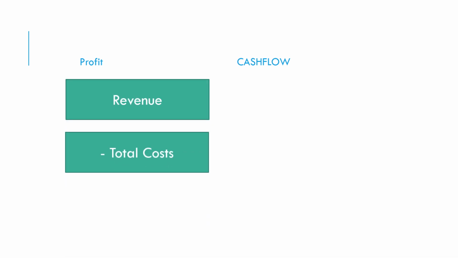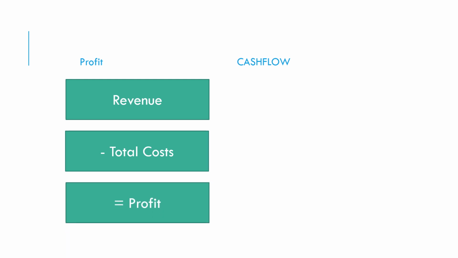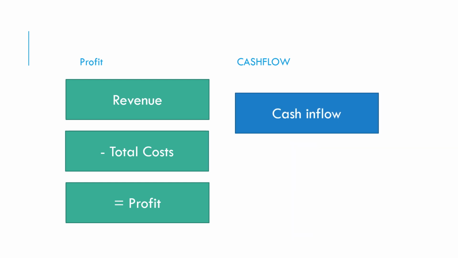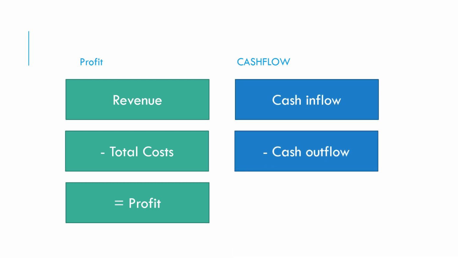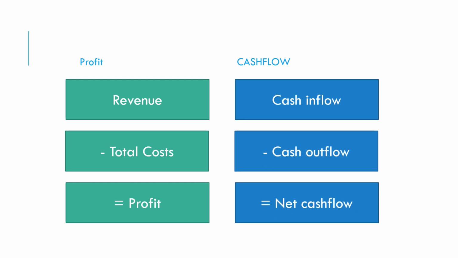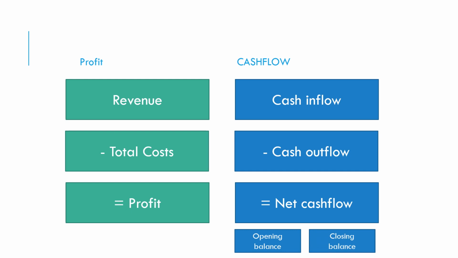Profit is a record of the business that we do. It's a record of revenue, it's a record of cost, and that gives us profit. Cash flow is trying to show us something different. It's showing all the cash the business is receiving, all the cash that's leaving the business, and the net cash flow. Also in cash flow, we record the opening balance, how much cash the business started with, and the closing balance, how much cash the business finished with in its account.